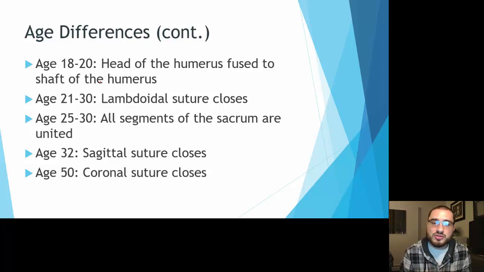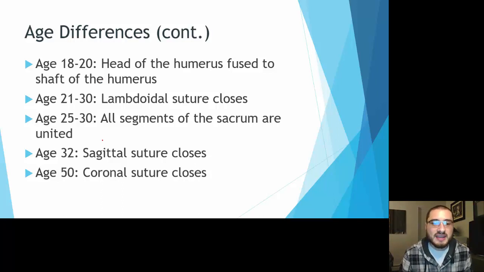So we see that the lambdoidal suture is going to close between 21 and 30. Now you see that before we were trying to pinpoint, is this person 4 or 8? Now we're trying to pinpoint, is this person younger than 21 or older than 30? Now the ranges get a little bit bigger. Between 25 and 30, you see all segments of the sacrum are going to be united. When we look towards that tailbone, we're going to see that the segments are united. At around 32, you see the sagittal suture in the skull is going to be closed, and then it's not until 50 years old that you see that the coronal suture is going to be closed.